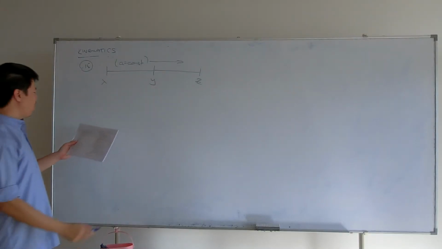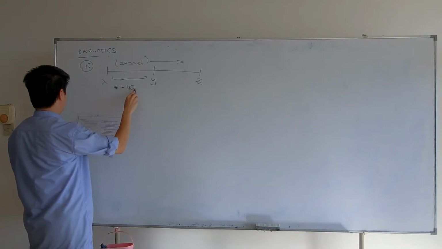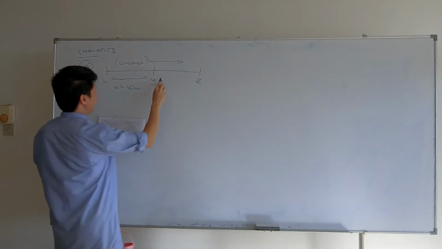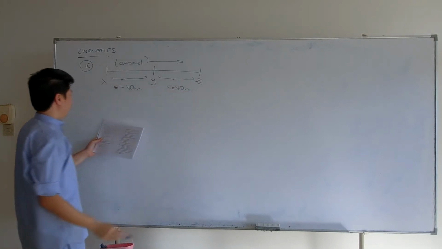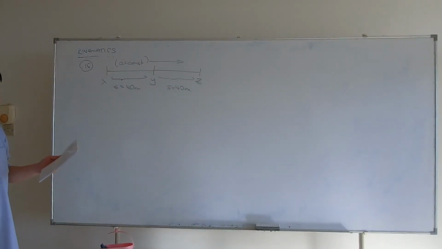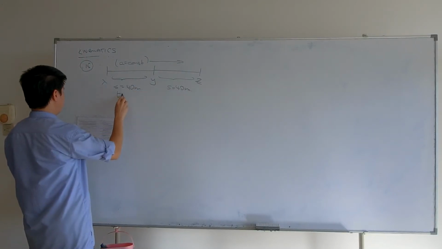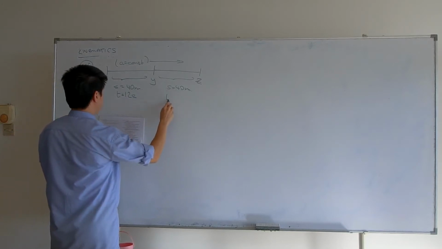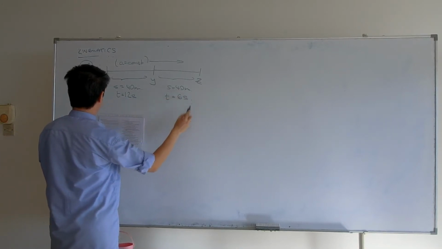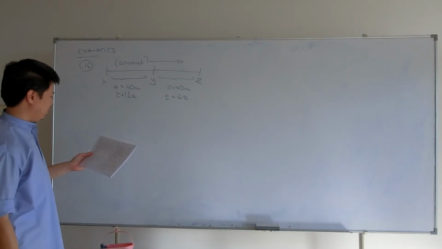The distance xy is equal to 40 meters, and yz is also 40 meters. The time to travel from x to y is equal to 12 seconds, and from y to z is 6 seconds. What is the acceleration of the body?